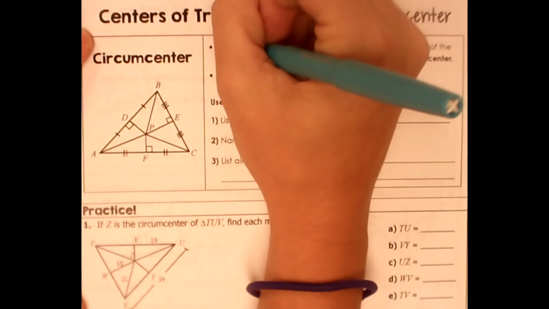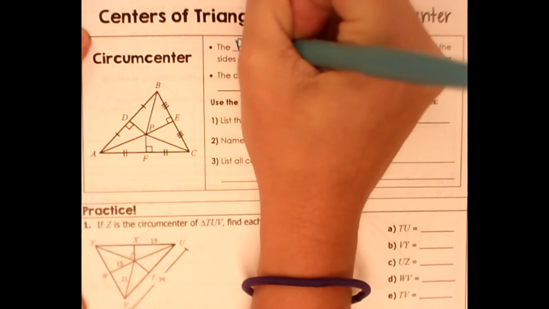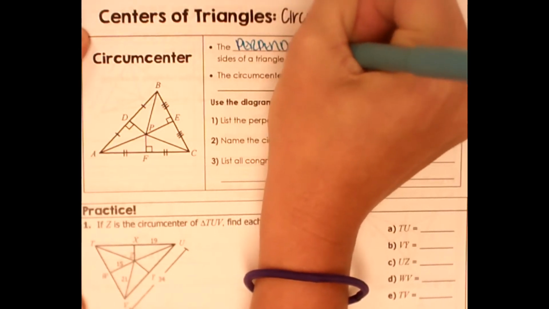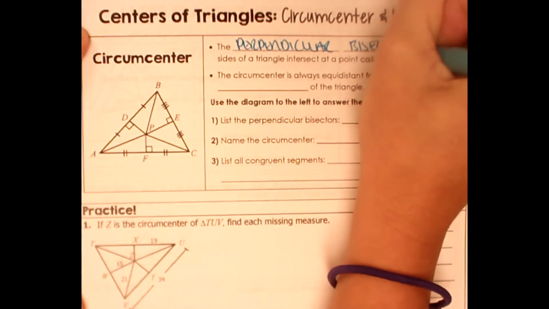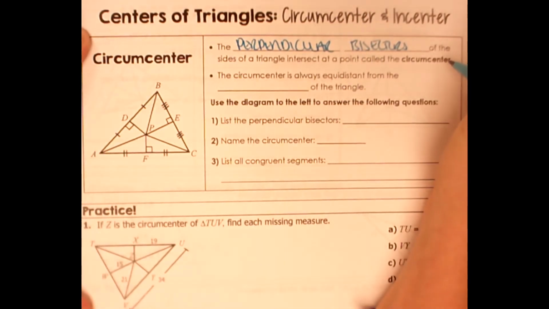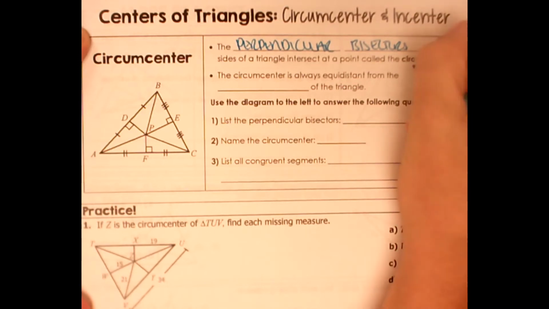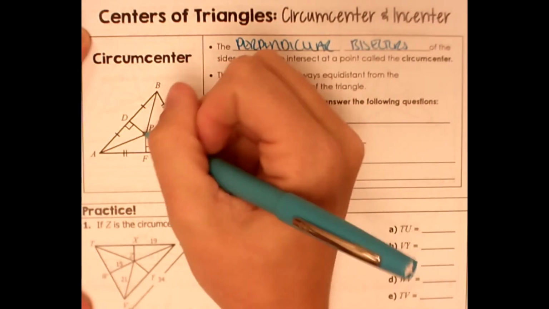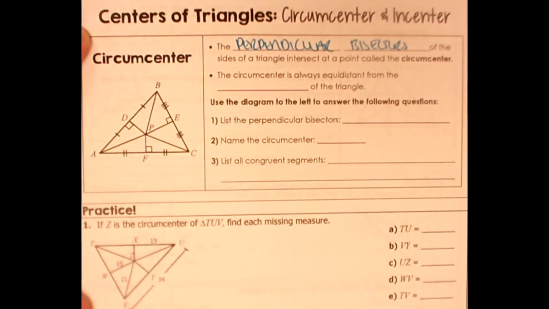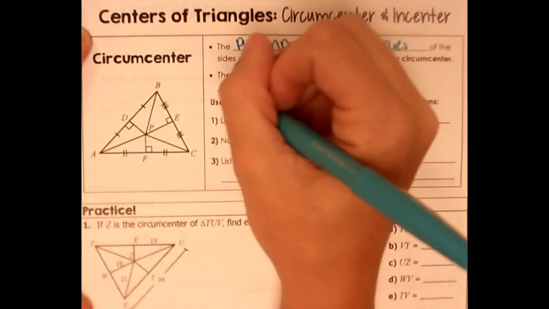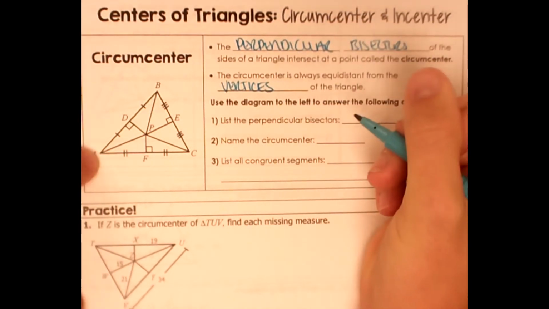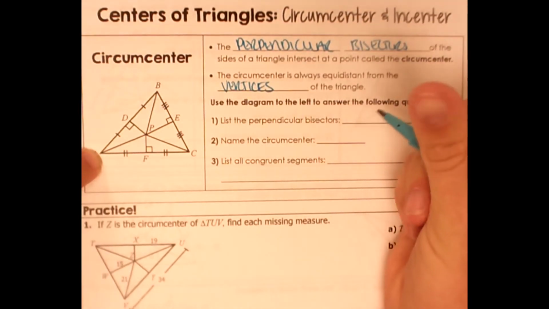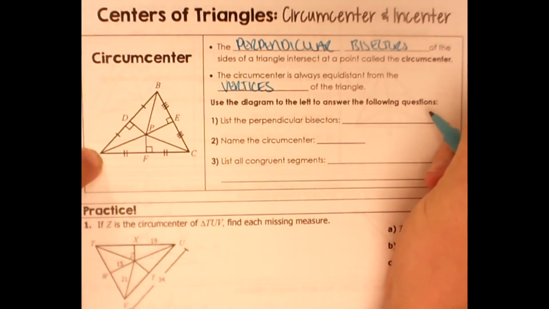The perpendicular bisectors of the sides of a triangle intersect at a point called the circumcenter. So your circumcenter is made up of your perpendicular bisectors, where they intersect. The circumcenter is always equidistant from the vertices, so that's important to note. It's equidistant from your vertices, your angles. Use your diagram to the left to answer the following questions.